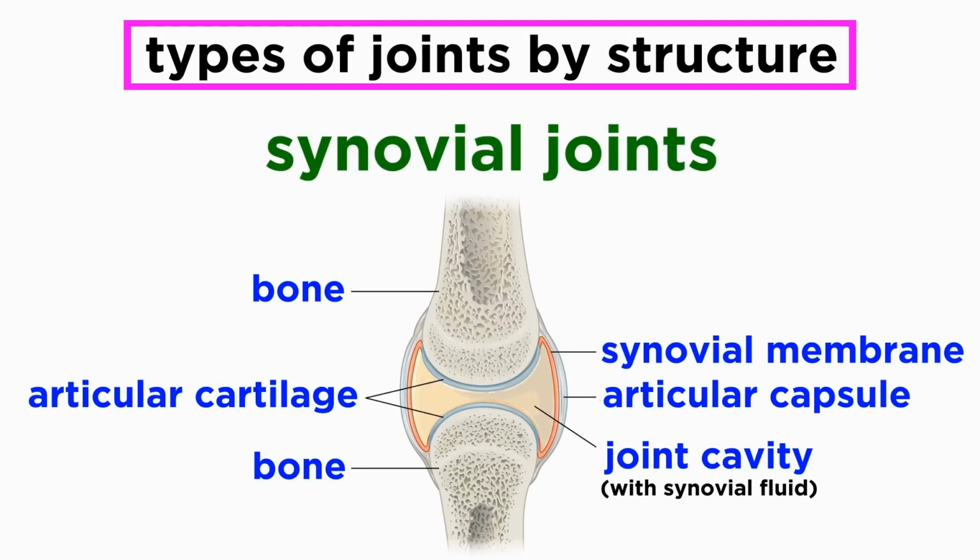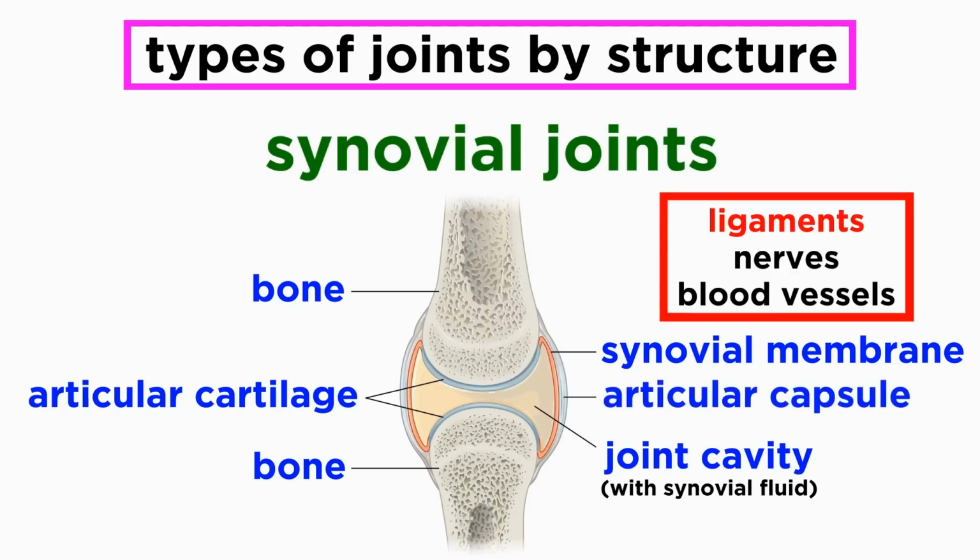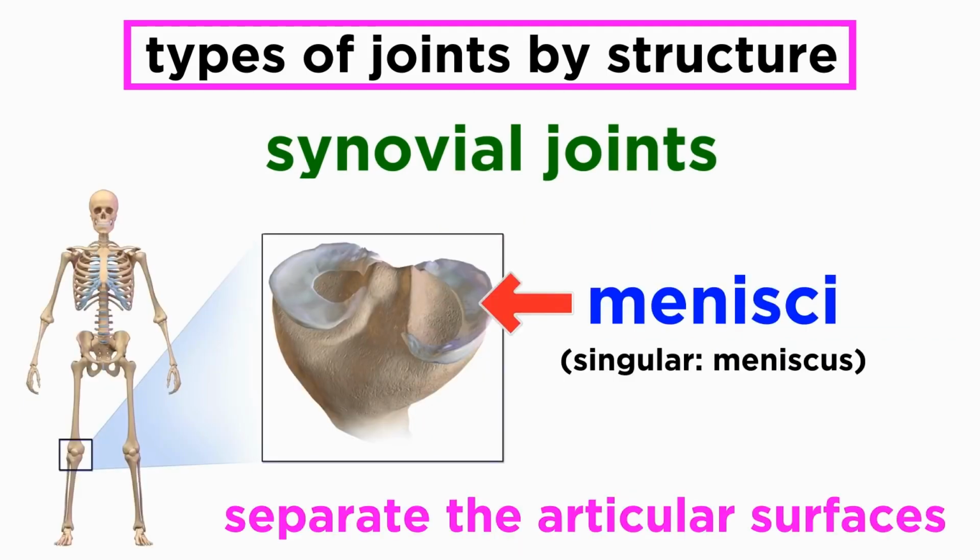The synovial membrane, together with the fibrous layer that flanks it, comprise the articular capsule. And beyond that are some reinforcing ligaments, as well as nerves and blood vessels. Beyond this basic structure, some synovial joints have fatty pads or discs of fibrocartilage separating the articular surfaces. These are also known as menisci.